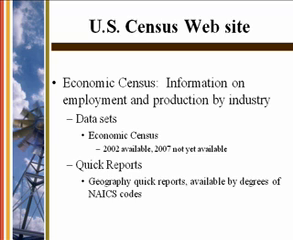The economic census is available. The 2002 wave is available. The 2007 wave is not yet available, but check back. It should be available very soon. They also have quick reports, which are nice. They're quick reports that are specific to geographic regions, and they're available by degrees of the NAICS codes, which are the industry codes. That might be an interesting site for some of you.